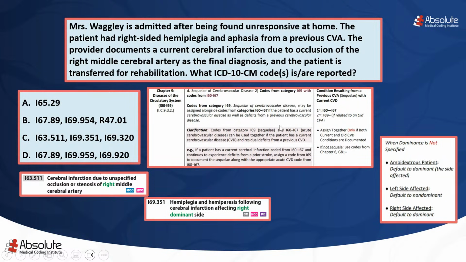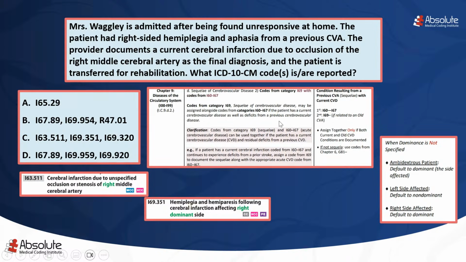So if you look at our first guideline, it says that that is what we're going to be coding second. We're going to be coding from our category I69 if it's related to an old CVA. And if you look in the scenario right here, it says that we're going to have hemiplegia because of a previous CVA. So that is why we're going to be using the I69 as the category for our second sequencing code. And we're going to be doing our right dominant because we're using our second guideline and the right side is affected. So we're defaulting to dominant right there.